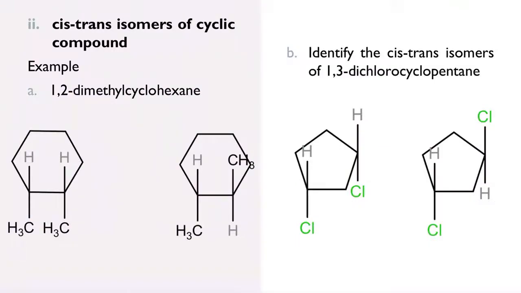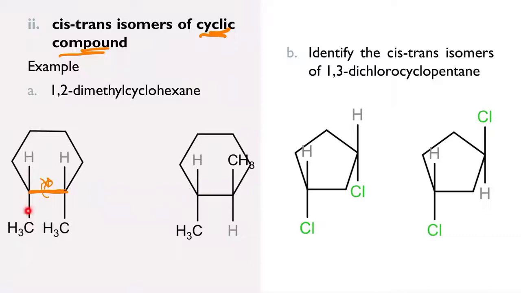Okay, how about this one? Can you tell? 1,2-dimethylcyclohexane. So, sekarang kita ada cyclic compound. For cyclic compound, sama je juga cara awak tengok dia. So, here you have macam ni kan. This bond, you cannot rotate it. Tak boleh rotate. So, maksudnya awak boleh ada existence of cis-trans isomers.